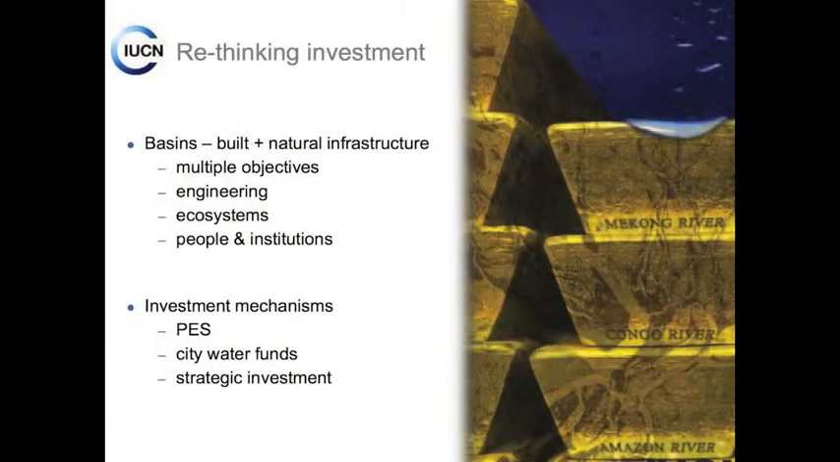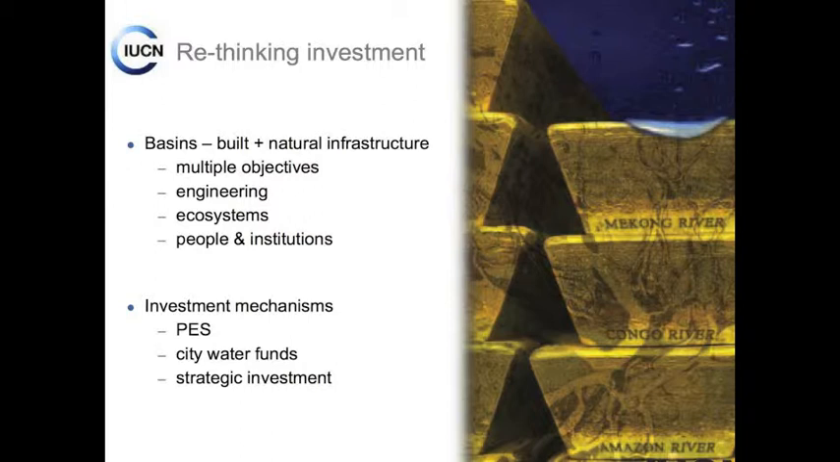So if we can turn our thinking from do we build or do we conserve, to one in which what's the best combination of built and natural infrastructure, then you can start rethinking the way you do investment. So when we have investments that can combine in packages built and natural infrastructure, we can start asking, how do we deal with multiple objectives? What's the best combination that will help us deal with multiple objectives? What's the best combination of engineering and ecosystems?